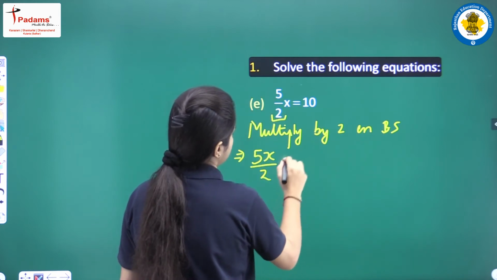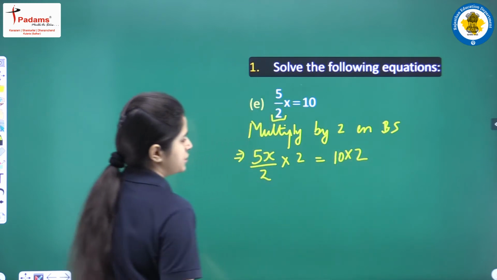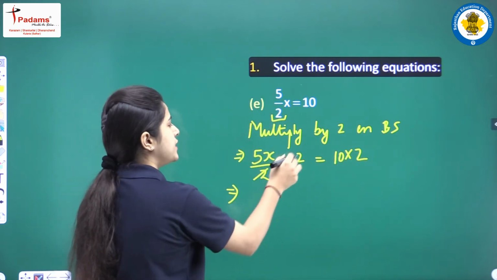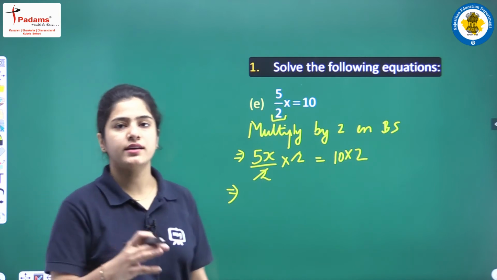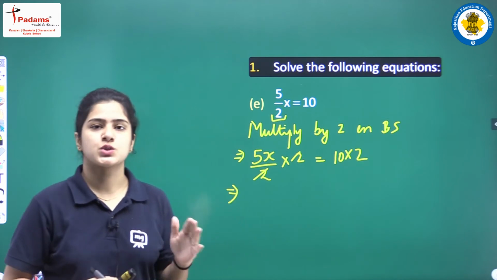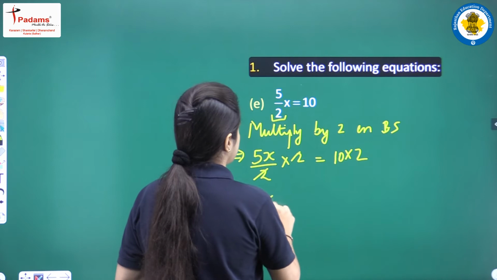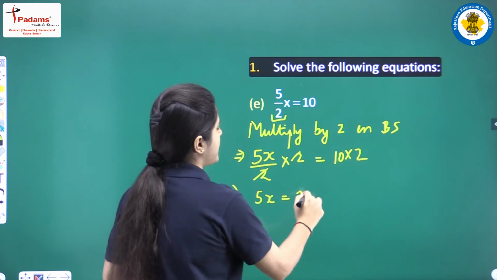5x upon 2 into 2 is equal to 10 into 2. Right students? Now this 2 and 2 will cancel out each other, because one is in the numerator and another one is in the denominator. Right students? So what is left? 5x. This 5x is equal to 10 into 2, that is 20.